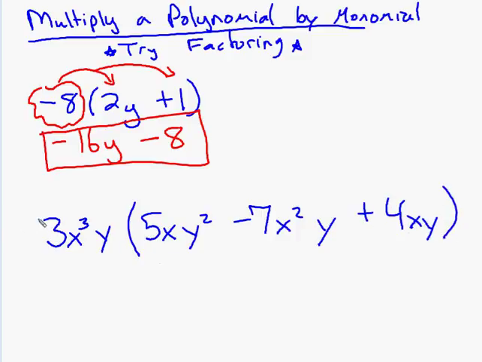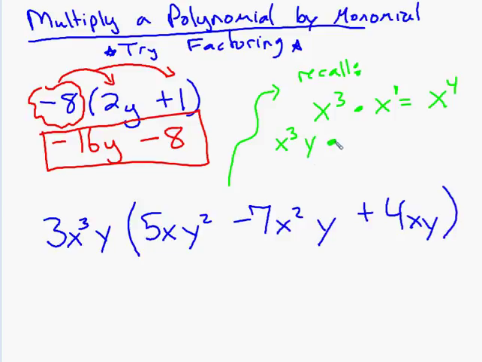Okay, so we're going to multiply this one. Now, before we get to the actual multiplication, let's recall a little bit of the rules of exponents. If I had x cubed times x, what would I get? X to the fourth. I add my exponents, and if it's not written, this is a 1. And if I had x cubed y times xy squared, what would I get? x to the 4, y cubed. Yes, we add each of the exponents.